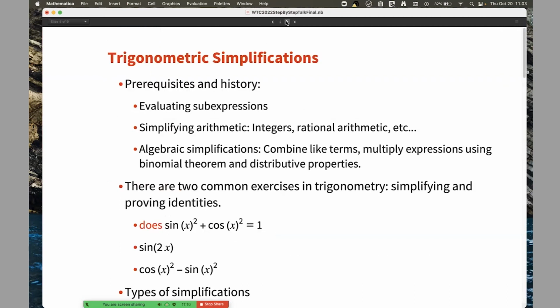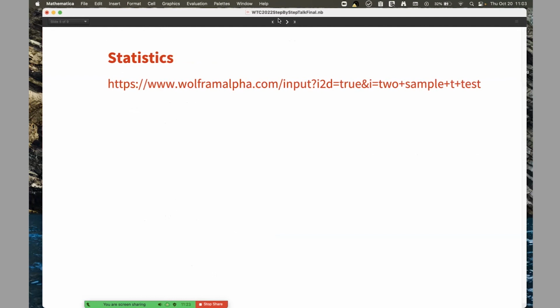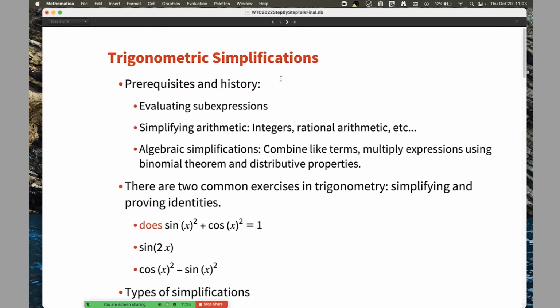Okay, so now I will pass off to Jordan, who's talking about trigonometric simplifications. Thank you, Anne-Marie. So today we're going to be talking about trigonometric simplifications.